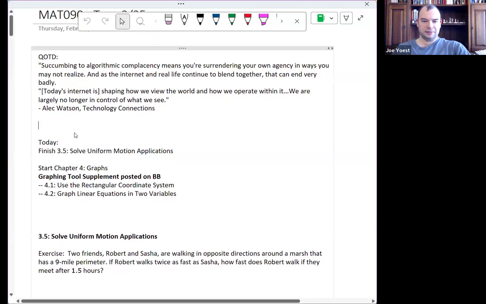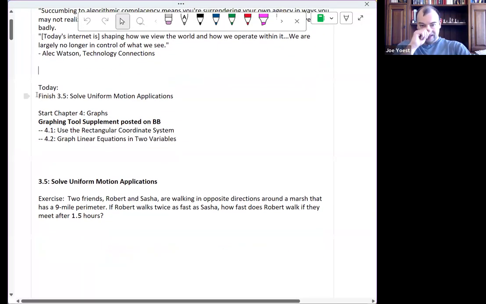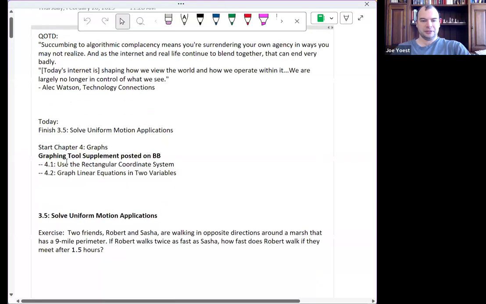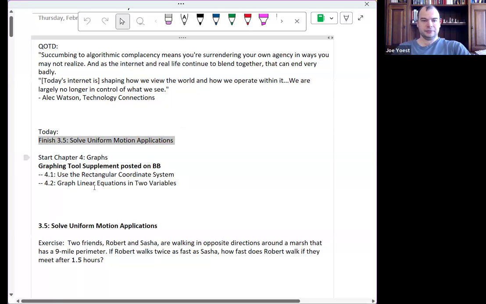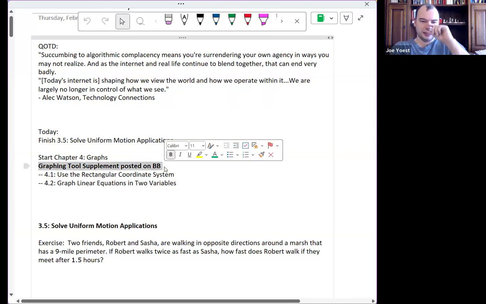Okay, so the plan today is there's actually one more problem from 3.5 that we didn't quite get to. So just to knock that out, that'll finish up chapter 3 on applications, and then start chapter 4 on graphs.